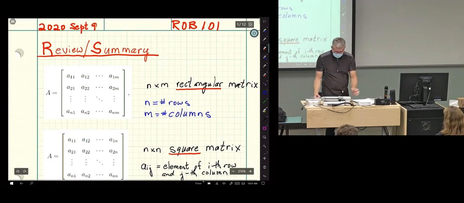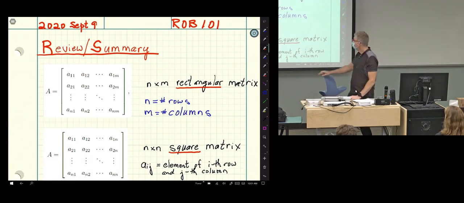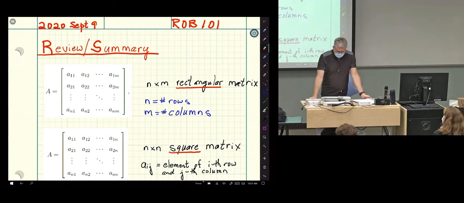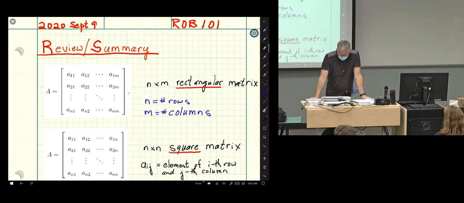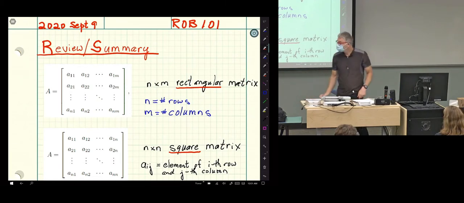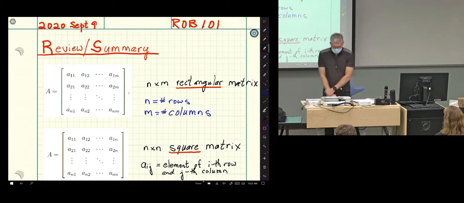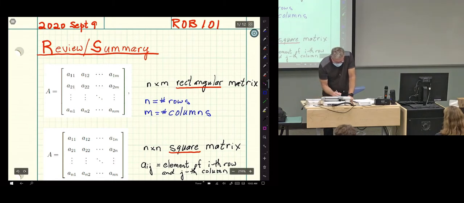So we've been working on matrices and vectors. They're going to be our major tool for doing mathematics at scale. And so we defined row vectors and column vectors. And then we also defined rectangular and square matrices. So a matrix can have rows, and it can have columns.